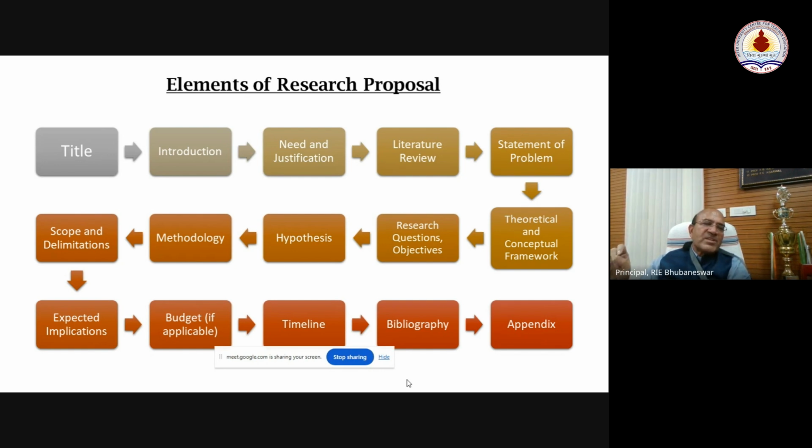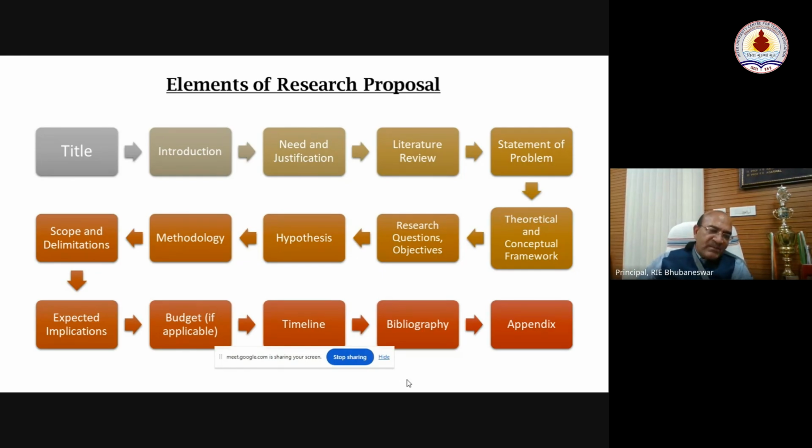Then scope and delimitations, because whatever I'm doing, it is bound with certain scopes, certain limitations. So I have to delimit everything I cannot do. Right? Then expected implications. Unless there are implications, research has no meaning. We say nowadays that research should be quality research. Quality means there should be high citations of your research outcome. It should have high indices, i index, h index. Many indices are there, so people should refer to your paper, and that will happen only when expected implications are there. Certain implications, certain outcomes are there which are going to affect something, that is expected implications.